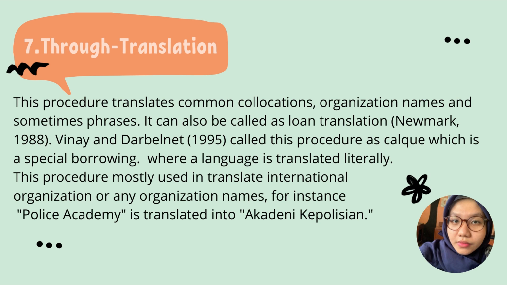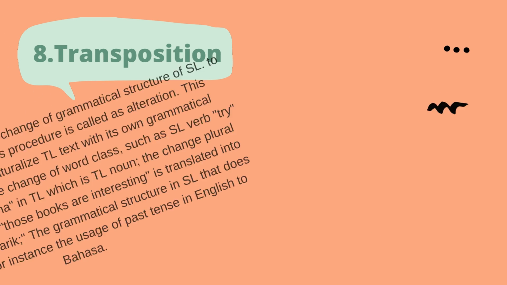7. Through-translation. This procedure translates common collocations, organization names, and sometimes phrases. It can also be called loan translation. Vinay and Darbelnet called this procedure calque, which is a special borrowing where the source language is translated literally. This procedure is mostly used in translating international organization names or any organization names, for instance.